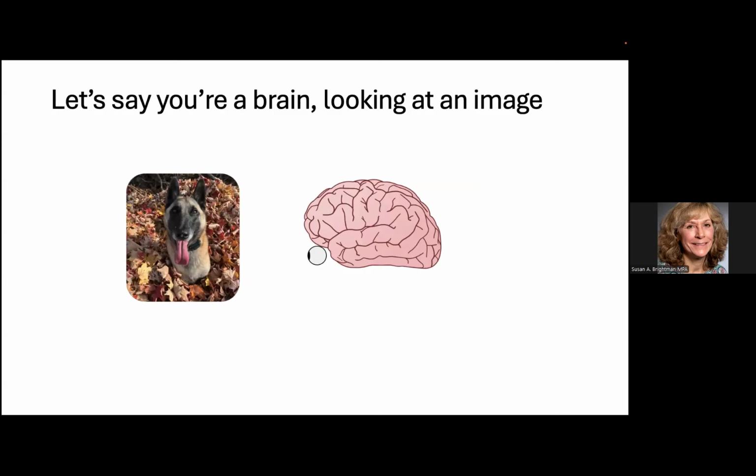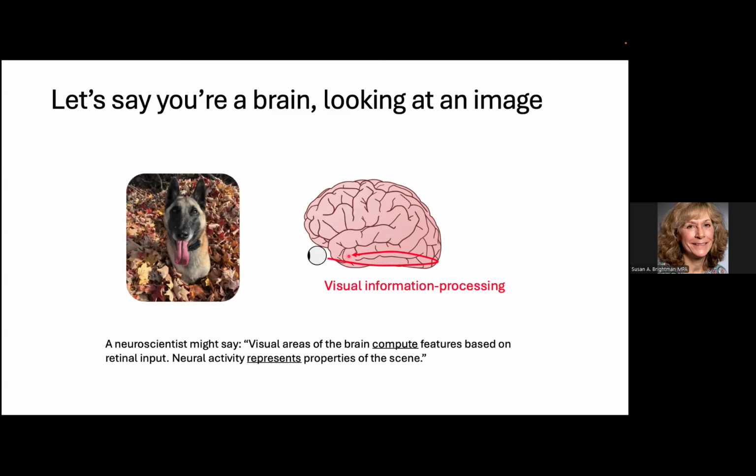So as CC said, I have a background in both neuroscience and computer science, and I'm interested in the following type of question. So let's say that you are a brain and you are looking at an image, and some visual information is coming into your brain through your eyes and is being processed by these visual areas of the brain. A neuroscientist might look at this system and say that the visual areas of the brain are computing features based on retinal inputs, and neural activity in visual areas of the brain is representing the visual world out there.